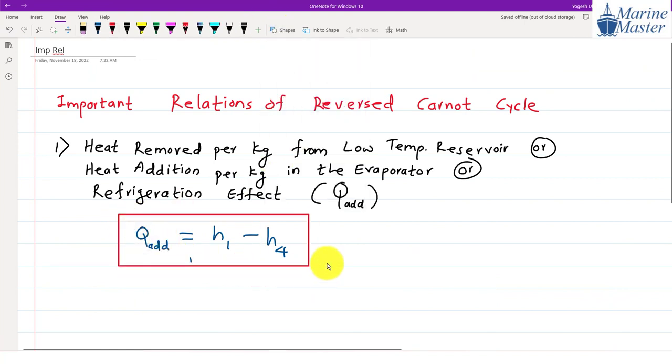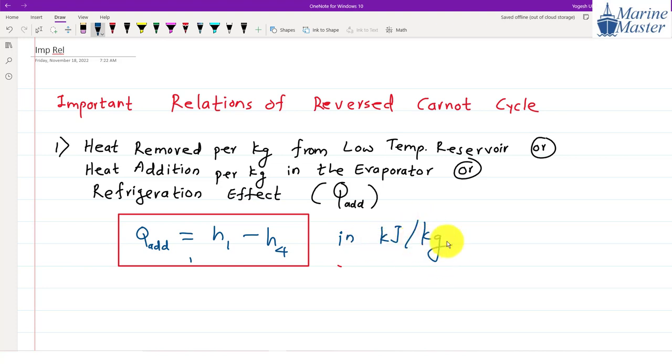And what will be the unit, guys? Unit of this Q addition will be in kilojoule, small k, capital J, kilojoule per kg. So before going further, now write down this relation number 1. And if you have not given the heading, give the heading and write down this point number 1.